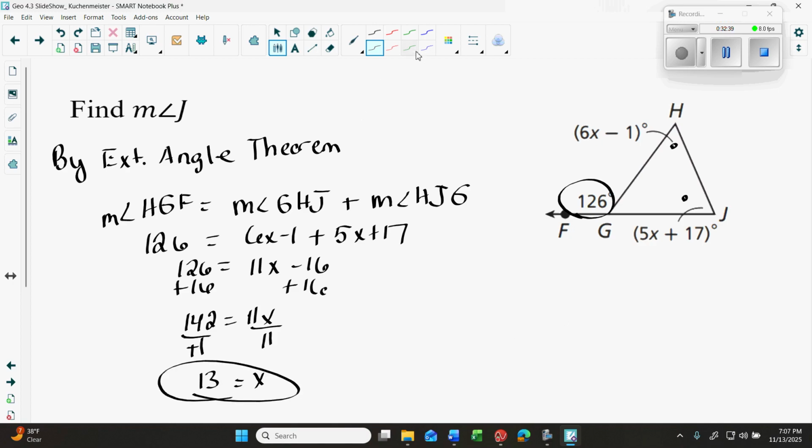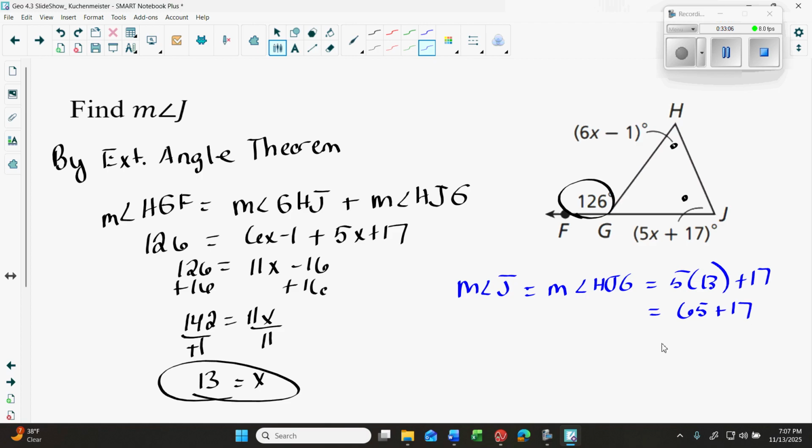So now we can come over here, plug in for the measure of angle J, which is the same thing as saying the measure of HJD. That's going to equal 5 times 13, and go from there. All right, so that'd be 65 plus 17. We get 82. So the measure of angle J equals 82.